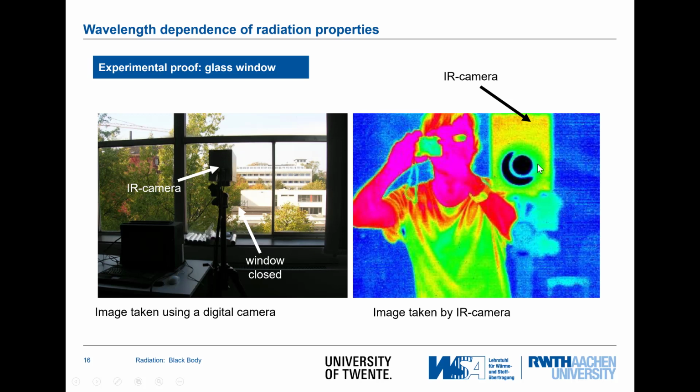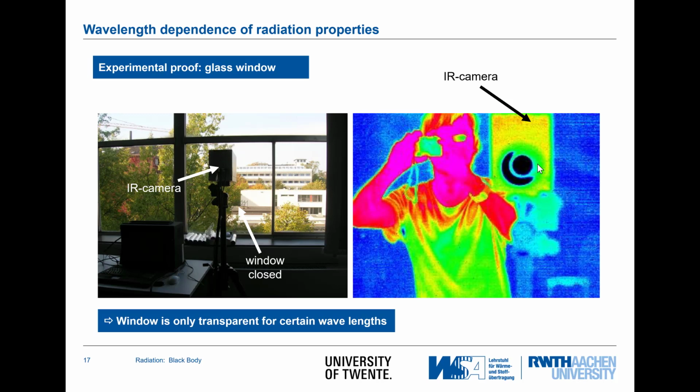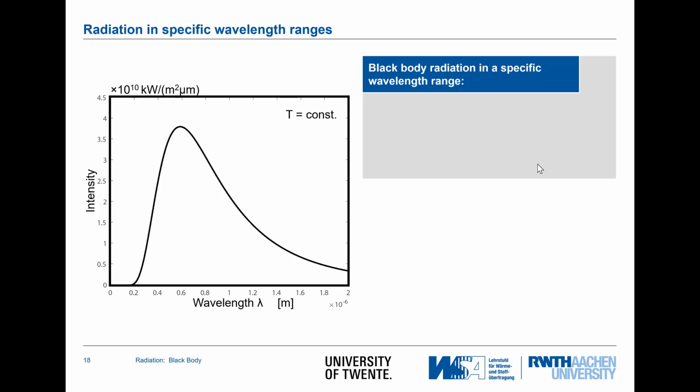So this is a clear wavelength-dependent effect. The window is only transparent for certain wavelengths. And if we have to deal with such radiation, we can still employ the Planck law. Now the difficulty is, for example, that we have to calculate things only up to a certain boundary wavelength, called here lambda 1. This means an integral now has an upper boundary, lambda 1, instead of infinity.